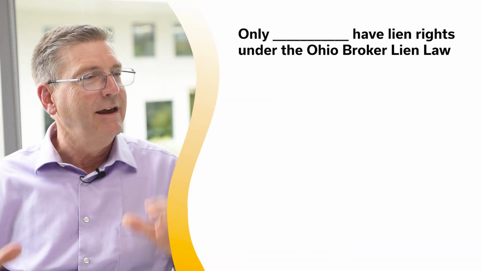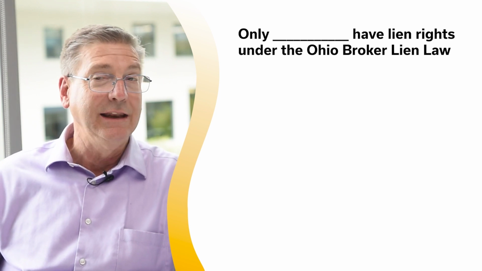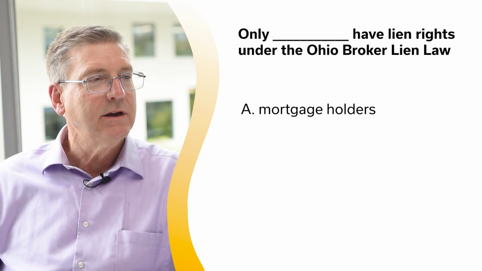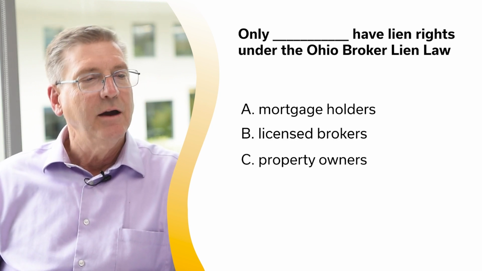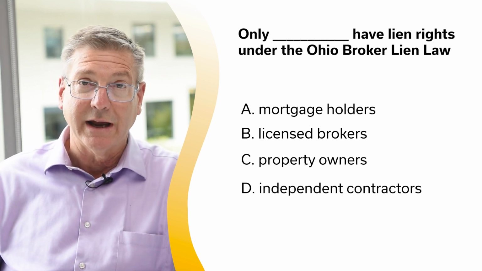Only blank have lien rights under the Ohio broker lien law. A, mortgage holders. B, licensed brokers. C, property owners. Or D, independent contractors.